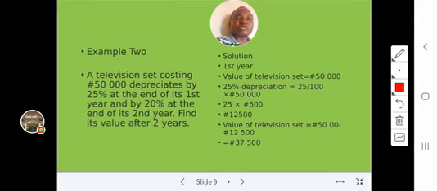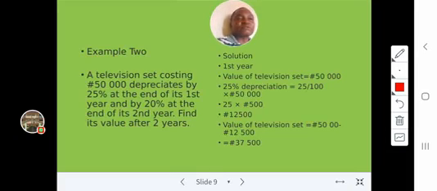Example 2. Let's take an example. A television set costing 50,000 naira depreciates by 25% at the end of its first year and by 20% at the end of its second year. Find its value after 2 years. So we're going to be doing the calculations for 2 years. As usual, it is broken down to first year, second year, depending on the number of years you are given. So let's go to the first year.